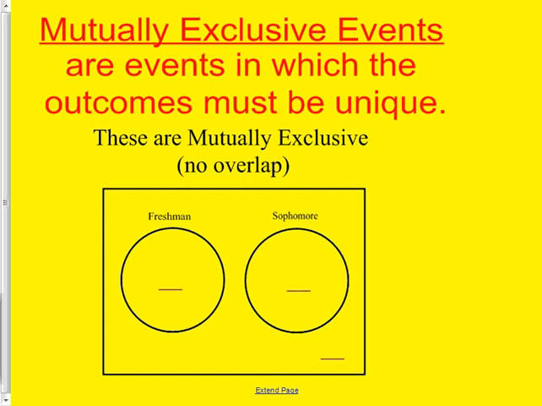Today is about Venn diagrams. And to start with, I need you to understand mutually exclusive events. You're either a freshman or you're a sophomore. Now, I found in the real world, there's a lot of gray in the real world. How could you be a freshman and a sophomore at the same time? Expand your mind a little bit.